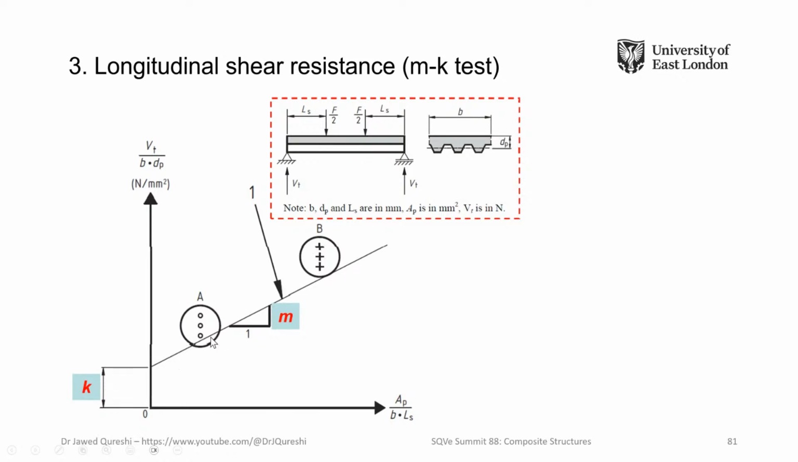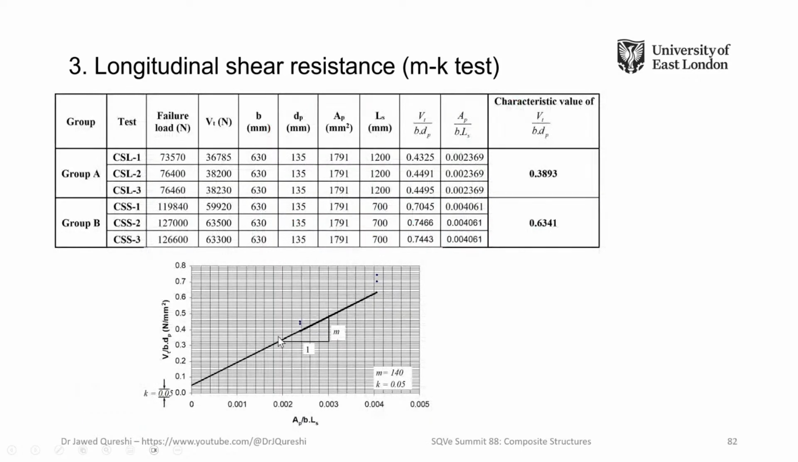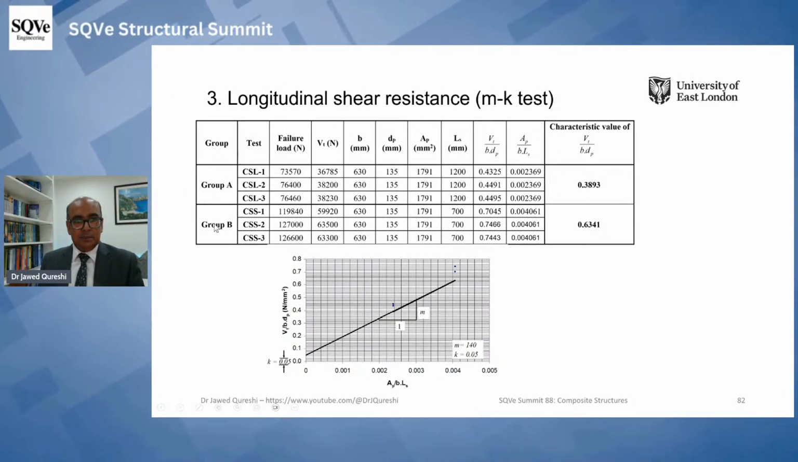And from here we have a best fit line. The slope of this line is m, and this vertical component is k. So that's what we did for this testing. In group A we had 3 specimens, and in group B we had 3 specimens, and we plot them over here in this graph. And from there, we worked out this characteristic value of V over b d_p as well. So these are all test parameters, which I tested at University of Leeds on Kingspan Multi-Deck 146.